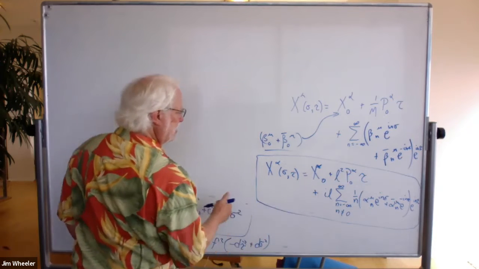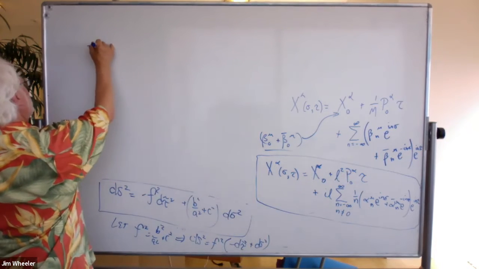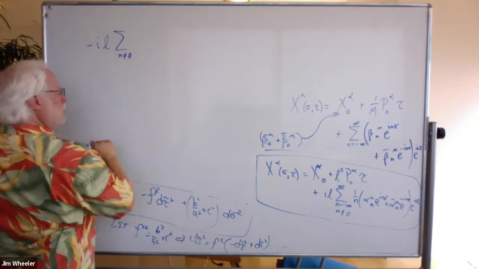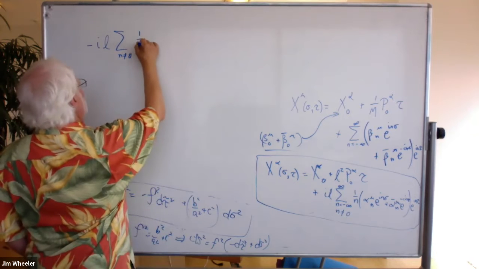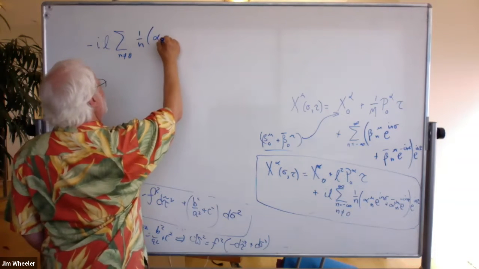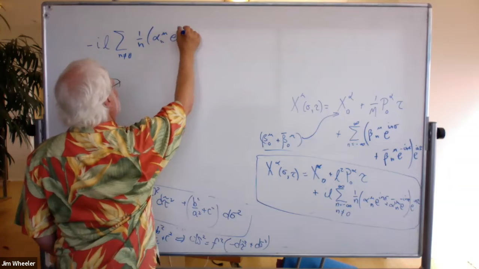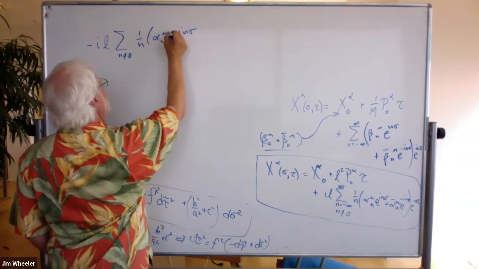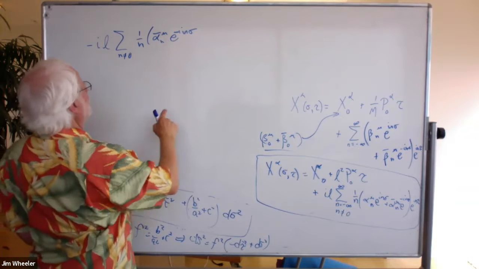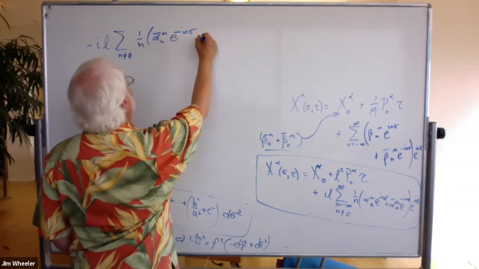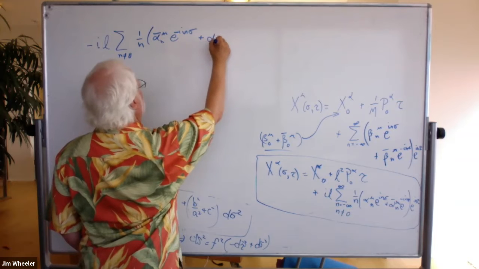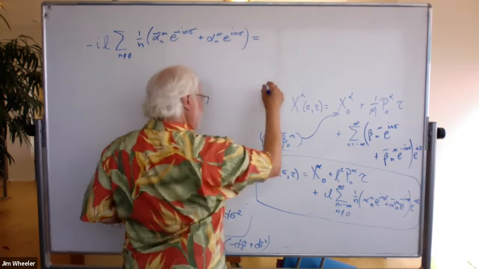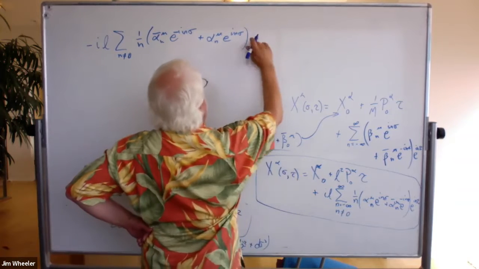So we need reality of this sum. If I take the complex conjugate of that, I have minus i L, sum over n not equal to 0, 1 over n, alpha n mu e to the i n sigma. The complex conjugate gives minus i n sigma and alpha bar here. Then alpha bar becomes alpha and e to the i n sigma. And that has to equal the thing we started with. Whoops, I forgot my tau.